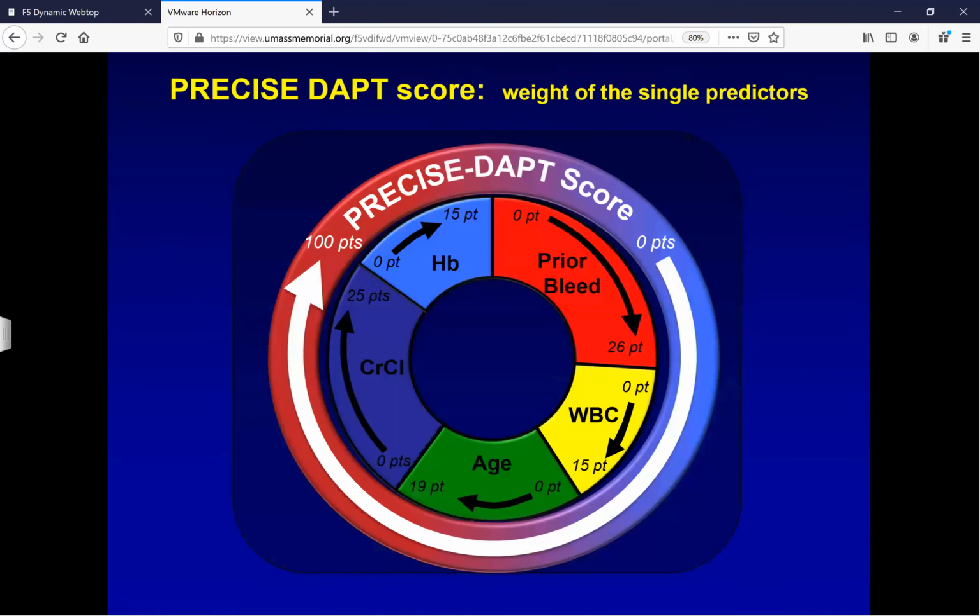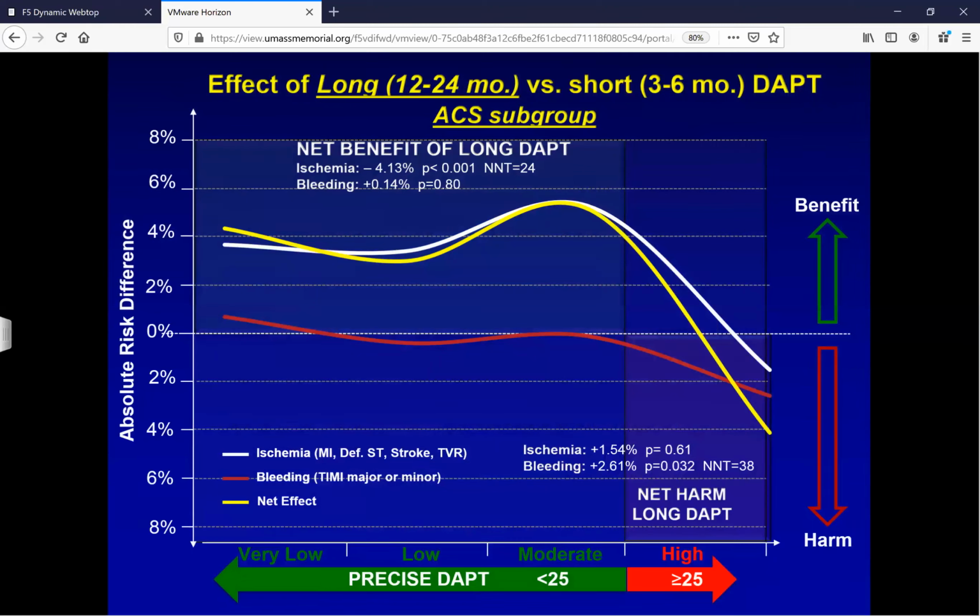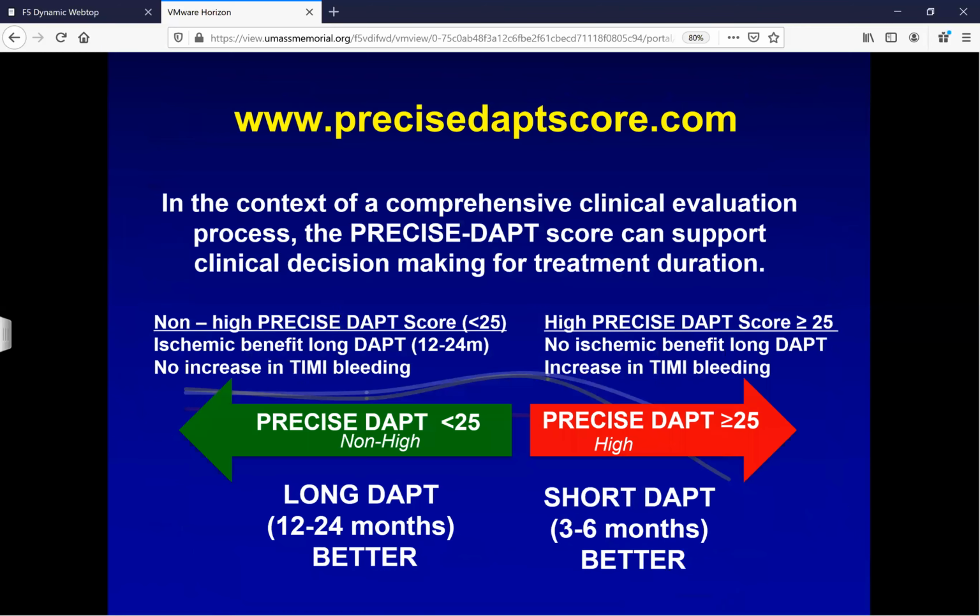I'm gonna skip this, that we have different scores to evaluate who needs longer DAPT for 2 years. One of them is DAPT score, one of them is precise DAPT, which takes into account the risk of bleeding. And you can go to this website, precise DAPT score, to look at it. The shorter DAPT is better, or the longer DAPT is better. A score of less than 25 will give you a longer DAPT.